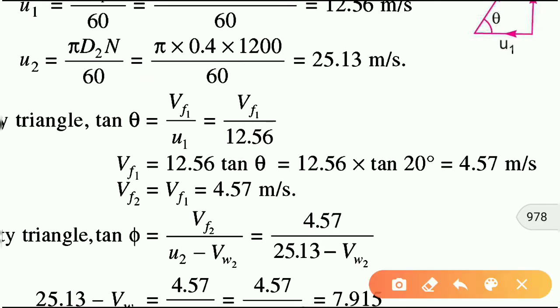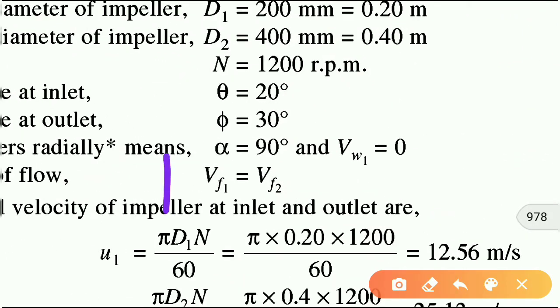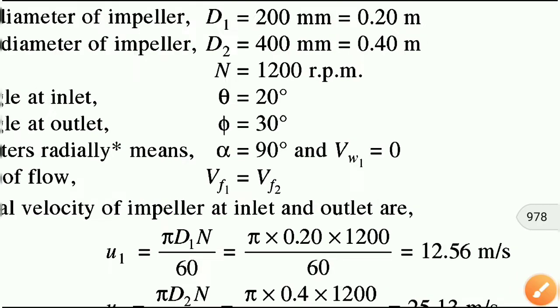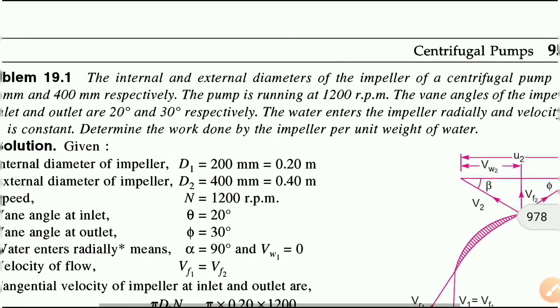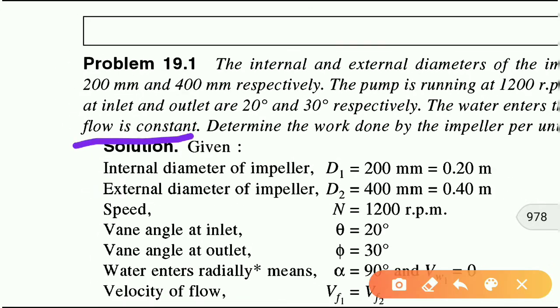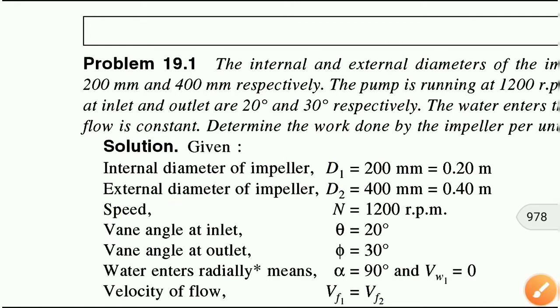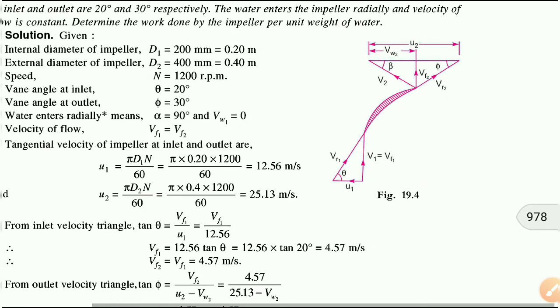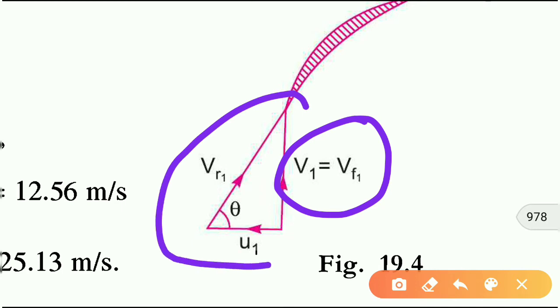We know that the velocity of flow is constant. It is already given in the problem. What does this mean? Velocity of flow is constant. It means Vf1 is equal to Vf2. Hence if we find out the value of Vf1, we will get the value of Vf2. Hence we will find the value of Vf1, which is equal to V1, from the inlet triangle.